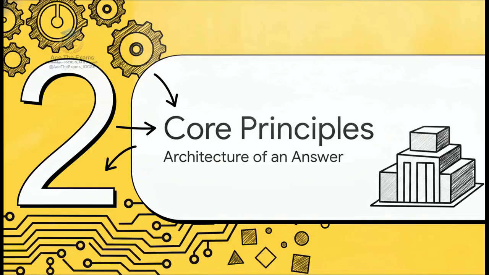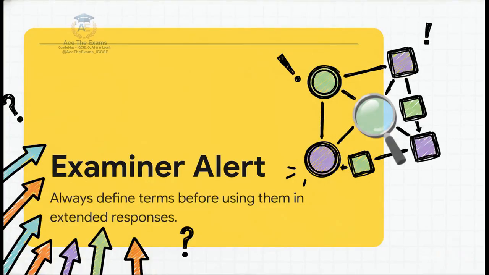Moving right along to Section 2, Core Theoretical Principles, the architecture of a perfect answer. Listen up, because we have a major examiner alert here. Principal examiner reports issue a massive, glaring warning that candidates consistently bleed easy marks because they confuse key terminology. Think back to our student Sam rushing through the paper. Sam might write something vague like, the data goes to the next piece of data. Absolutely not. You will get 0 marks for that.